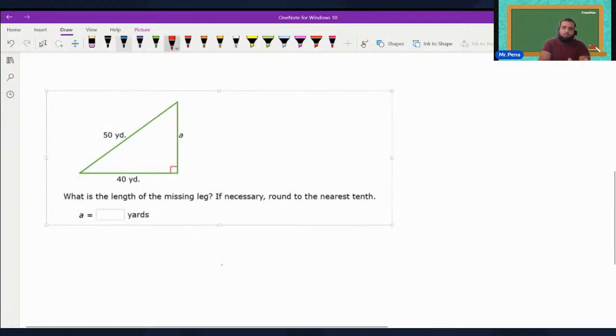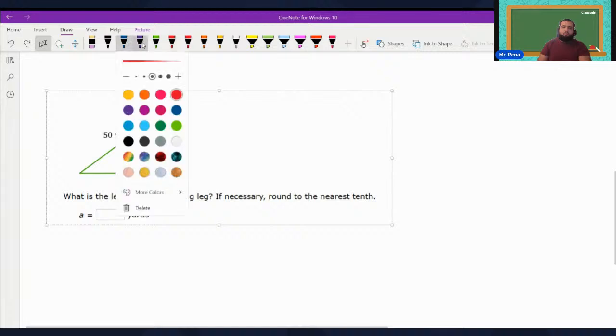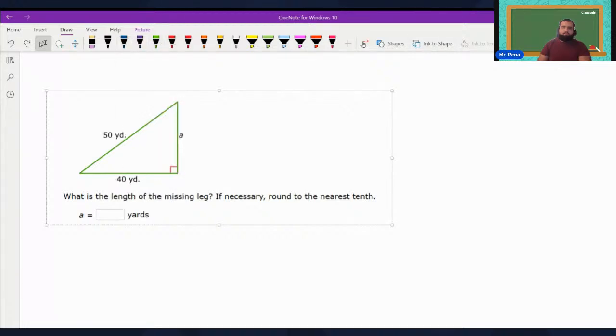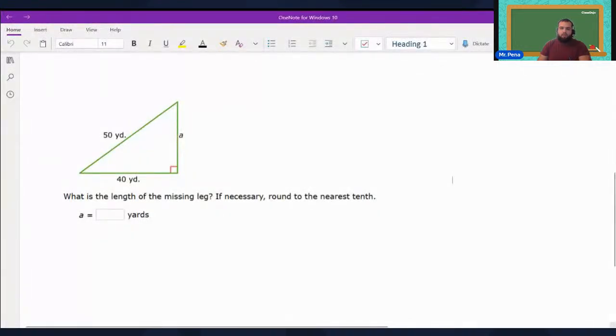Okay. So we have a computer that's a little bit slow. I have to edit that out after. Please excuse the technical difficulties. There you go. Good enough.